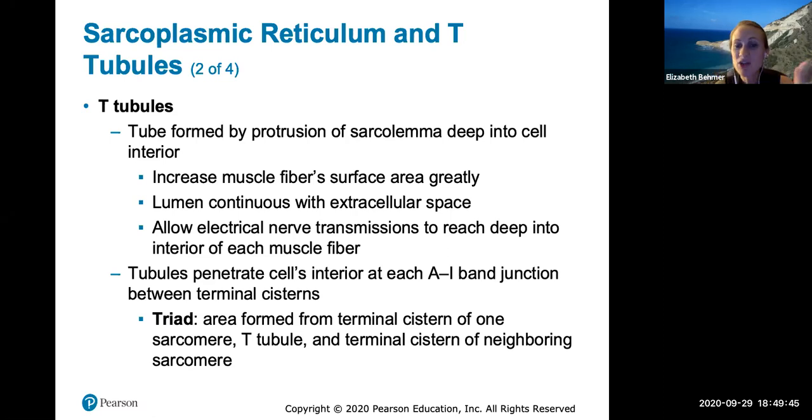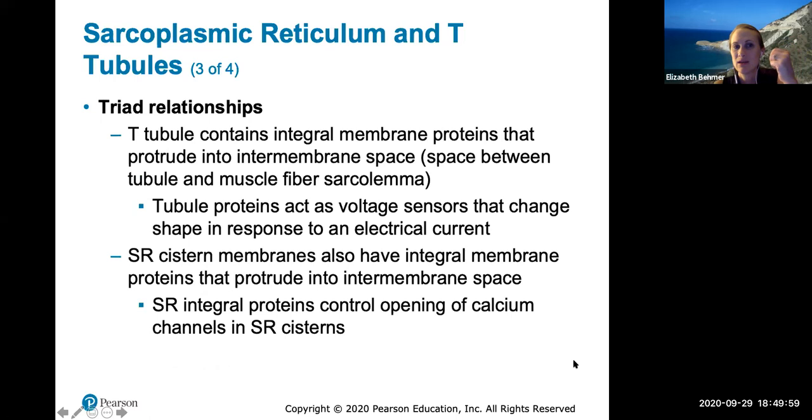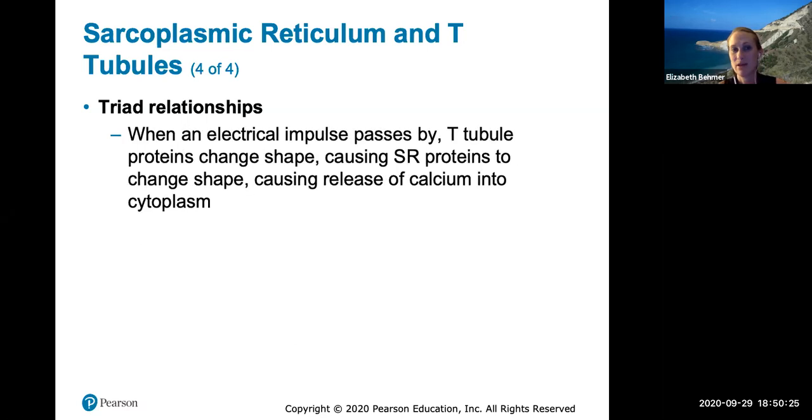The tubules will penetrate the cell's interior, and a triad is the area formed from the terminal cisternae of one sarcomere, a T-tubule, and a terminal cistern, or kind of outpocketing, of a neighboring sarcomere. This takes you through the triad relationships. The T-tubule will contain integral membrane proteins that will protrude into the intermembrane space. The sarcoplasmic reticulum cistern membranes also have integral membrane proteins that protrude into this intermembrane space to help control the opening of those calcium channels, because the sarcoplasmic reticulum will store calcium.